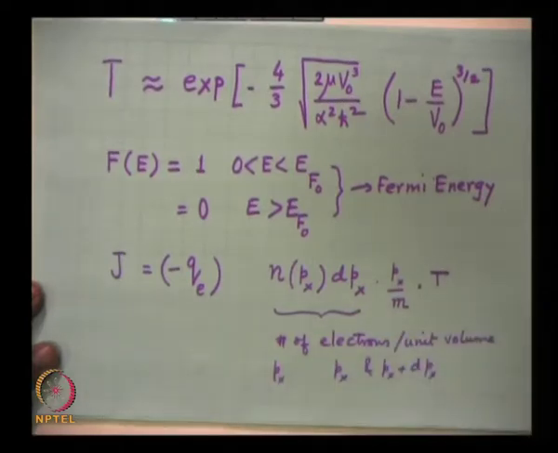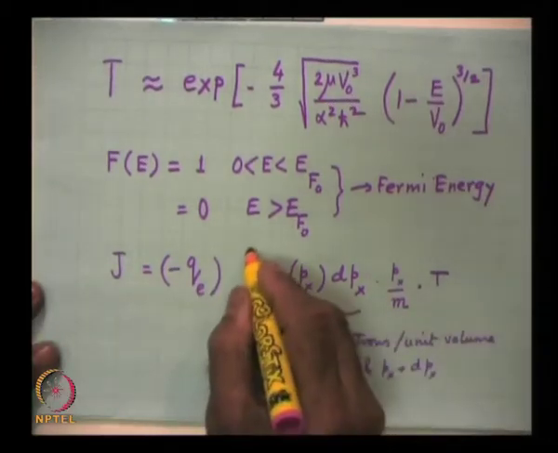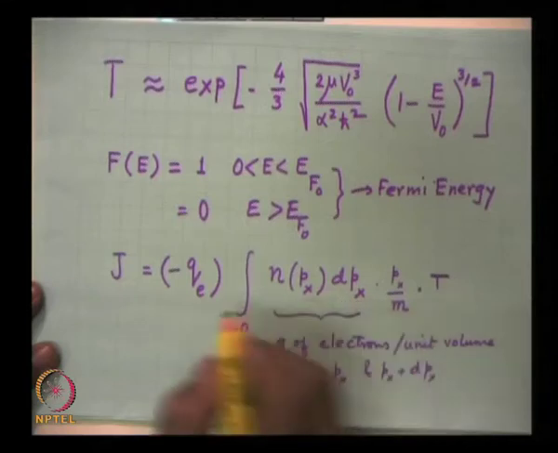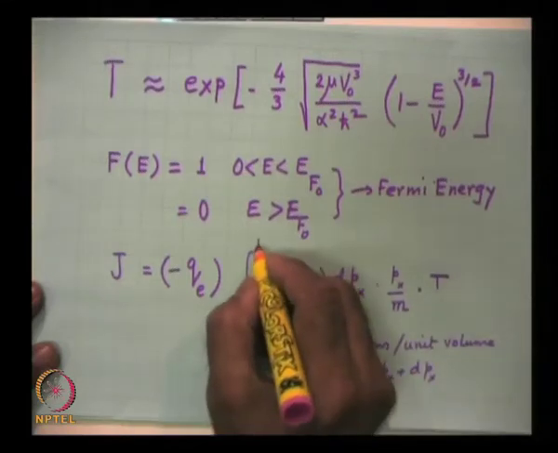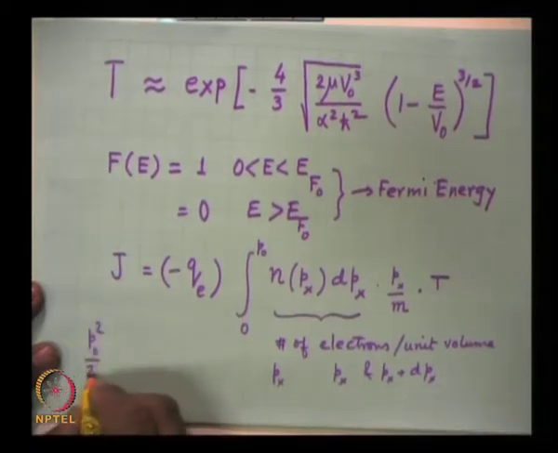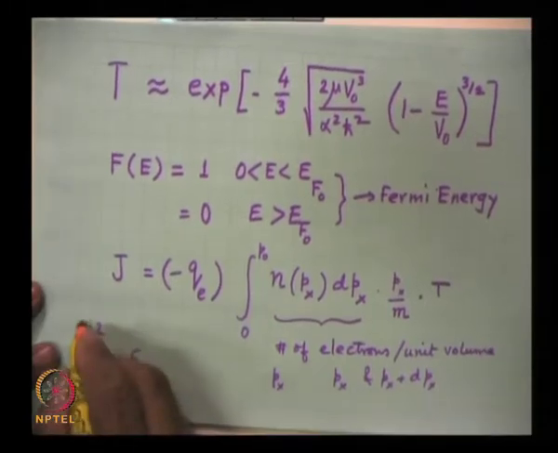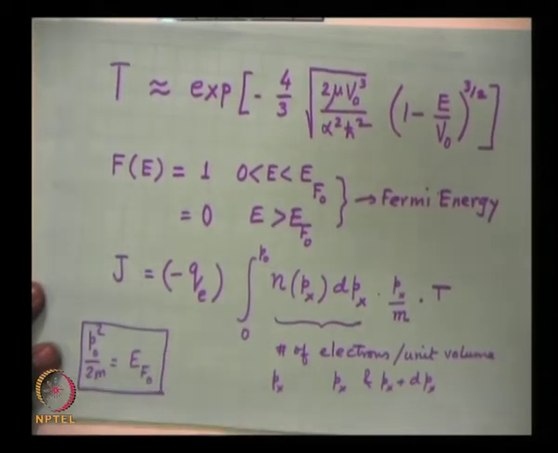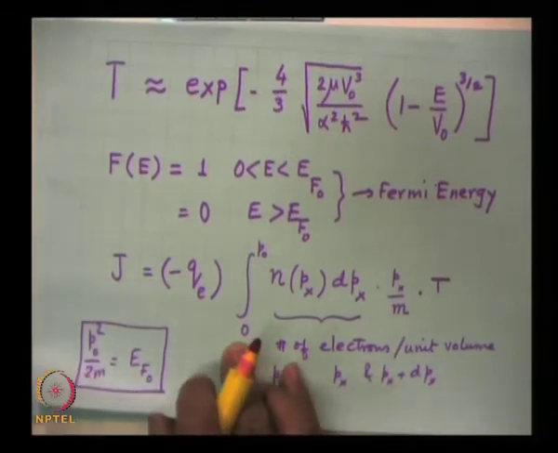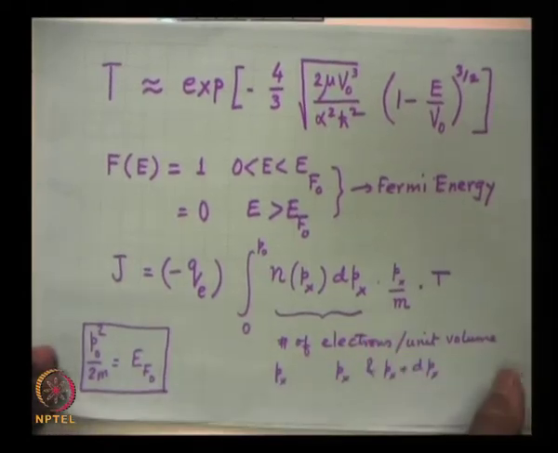Each time it hits the surface there is a small probability of its tunneling through the barrier. So, the total number of electrons that will be coming out will be the integral from this, and the corresponding P naught is such that P naught square by 2 m is equal to E f naught. That is the upper limit. Now, we will just outline the method for calculating this integral, because this is not part of quantum mechanics.